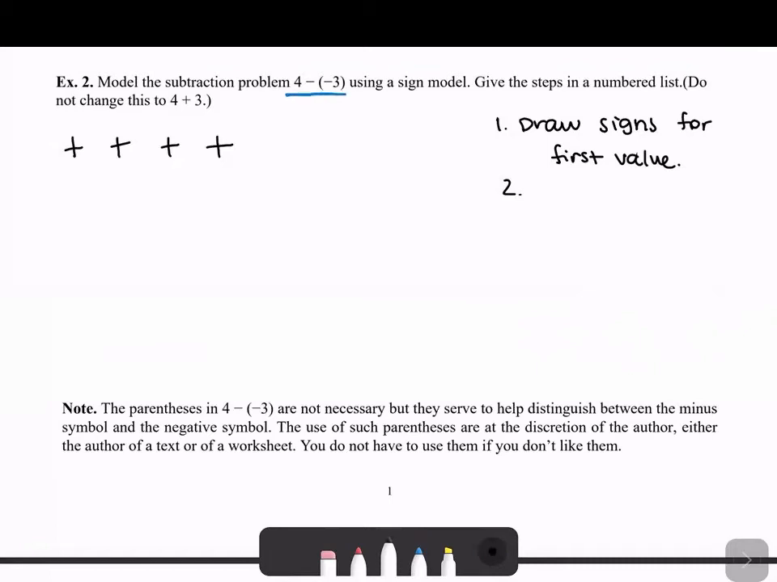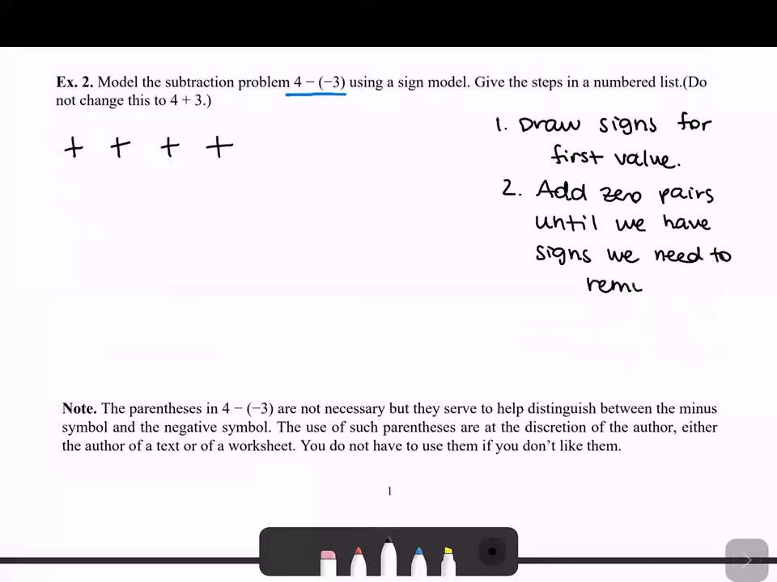So what we can do is we can add 0 pairs until we can actually subtract like we want to. So we add 0 pairs until we have the signs we need to remove. So we are trying to subtract 3 negatives from this positive 4. So we add in 3 0 pairs until we have 3 negatives that we can remove.